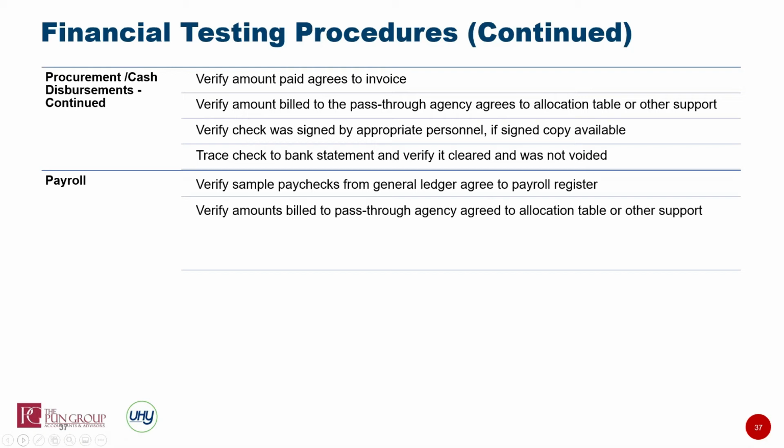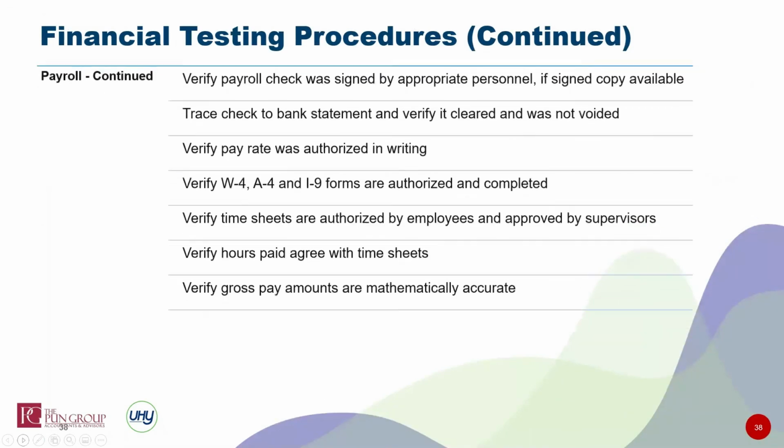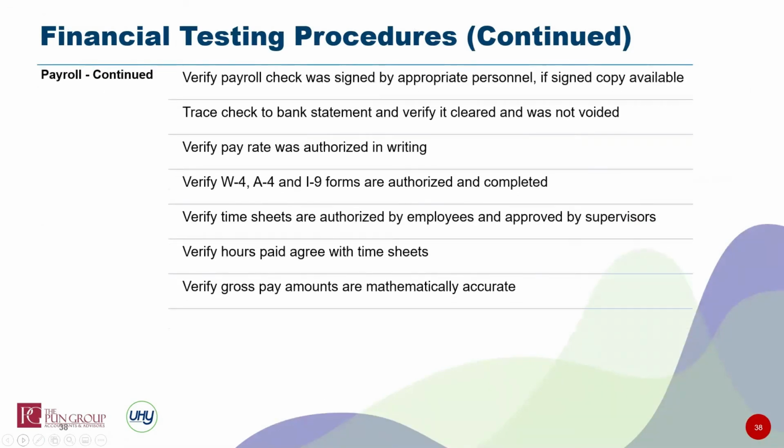Again, do the same, verify amounts billed to the pass-through agency, agree to their allocation table or other support for that. And then we go into detailed attribute testing on those payroll checks, ensuring that they were signed by the appropriate personnel. We trace it to the bank again to see that it was cleared and not voided. Look at pay rate and that was authorized in writing, and their position was budgeted at that rate. We verify all the tax forms are complete so that we look for authorized employees.